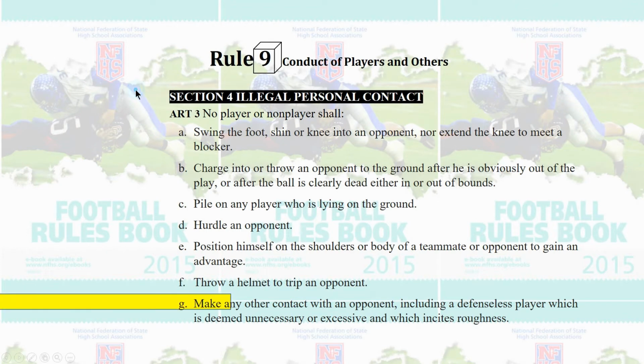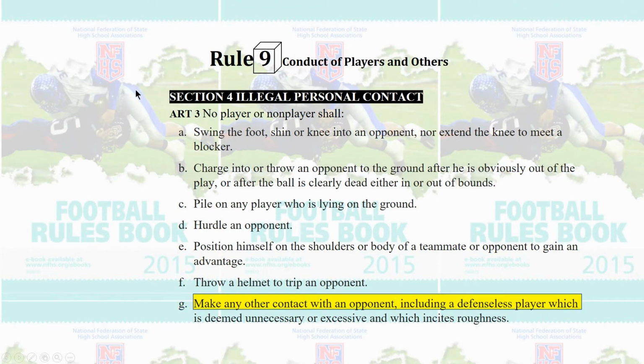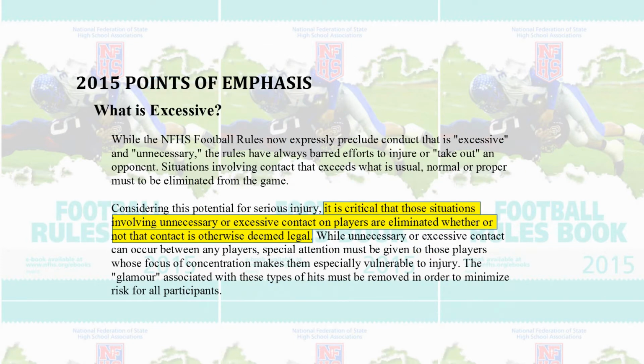Back to 943G. No player or non-player shall make any other contact with an opponent, including a defenseless player, which is deemed unnecessary or excessive. What's excessive? That's covered in the points of emphasis. Second paragraph. Considering this potential for serious injury, it is critical that those situations involving unnecessary or excessive contact on players are eliminated whether or not the contact is otherwise deemed legal. What does that mean? Otherwise deemed legal.